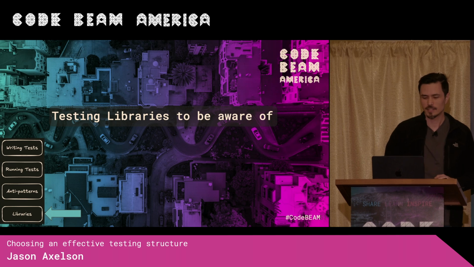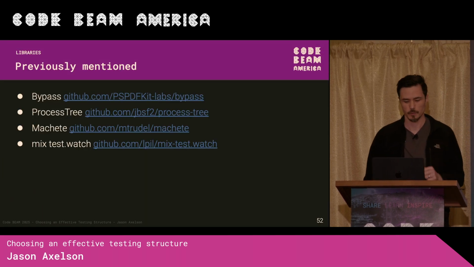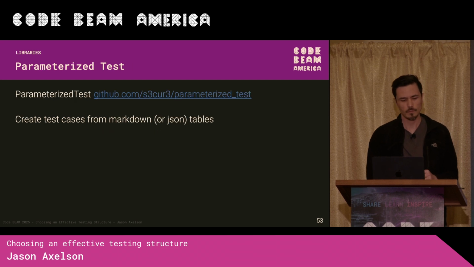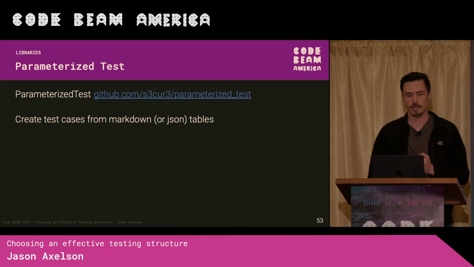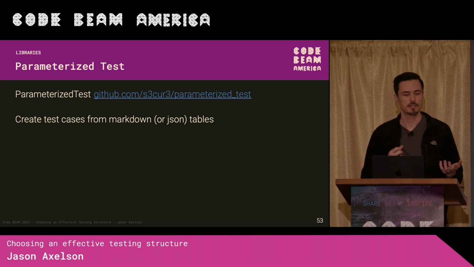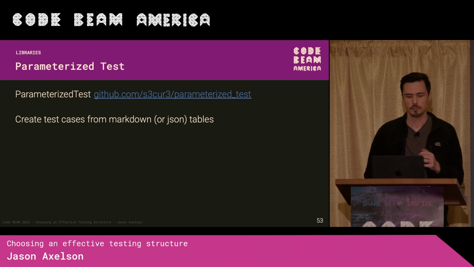OK, let's talk about some libraries. Here's the libraries I previously mentioned, if you want to see them all at once. And the first library here is Parameterized Test by Tyler Young, who's one of my former coworkers. And this allows you to create tests from Markdown or JSON tables, basically truth tables.